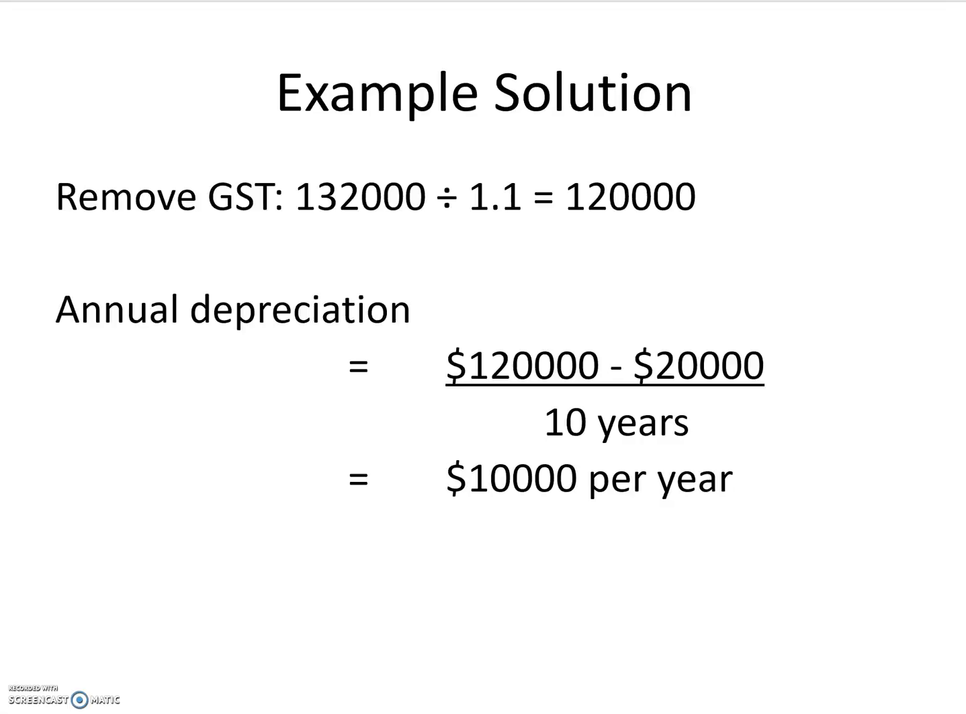So let's now put this information we've got into that formula we had. The annual depreciation here is cost price minus residual value divided by useful life. So we've got the 120,000, which is our cost price excluding GST, minus the 20,000 estimated residual value over 10 years. So that means our straight line depreciation for this machine is going to be $10,000 per year. And it's going to be the same every year, every full year that we have it.